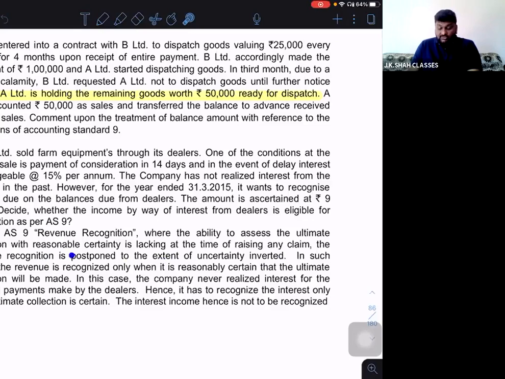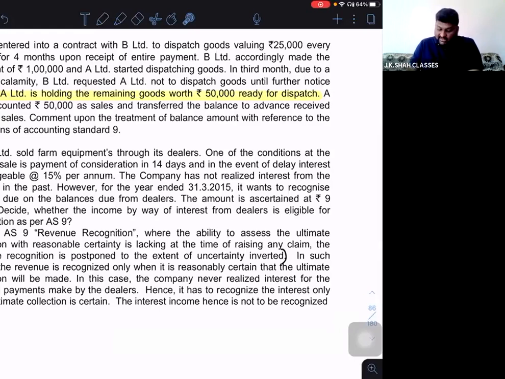So revenue recognition is postponed to the extent uncertainty is involved, meaning until uncertainty becomes certain. Till that time you have to postpone. Once it is certain, then you can record the claim. So this first paragraph from here to here talks about revenue recognition with respect to certainty of collection.